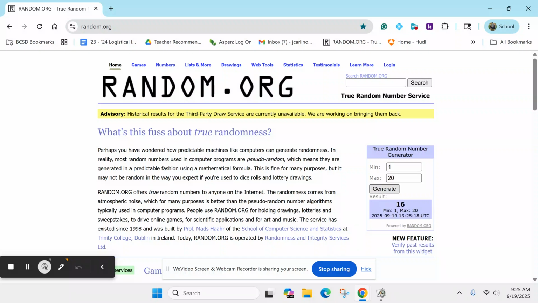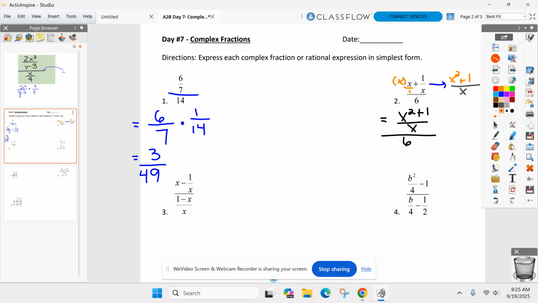All right, next up, let's keep it going. 16. Miles, do I touch this x squared plus 1 over x? No. Nope, so rewrite it, everybody. X squared plus 1 over x. Miles, what's the division change into? And what should I do with that 6? Good man, 1 over 6. Now this turns into a multiplication problem.